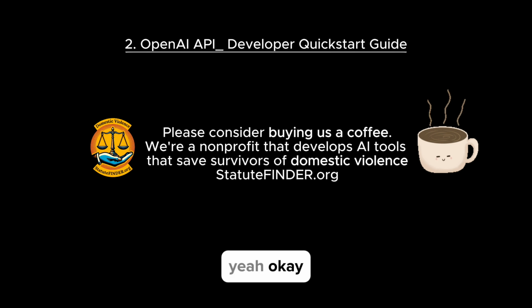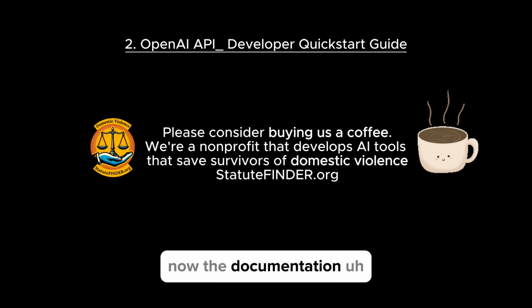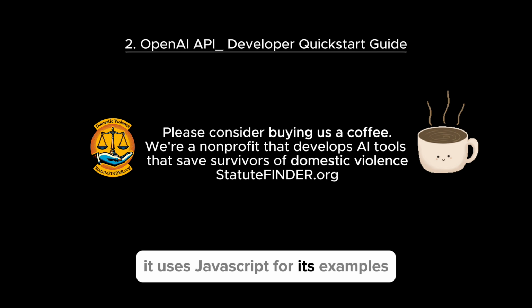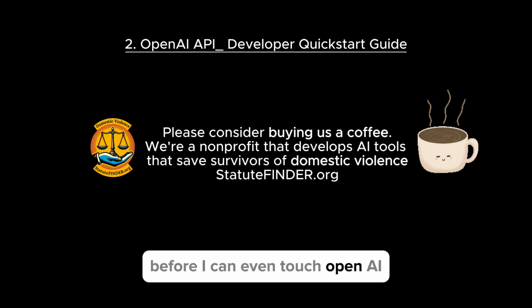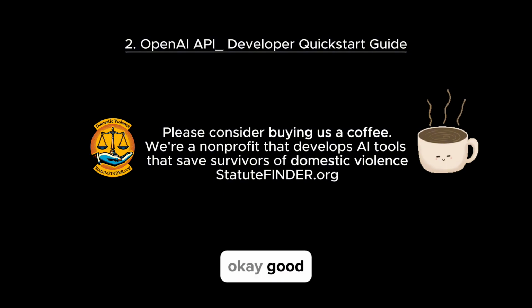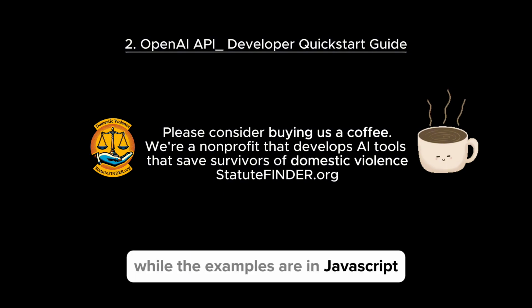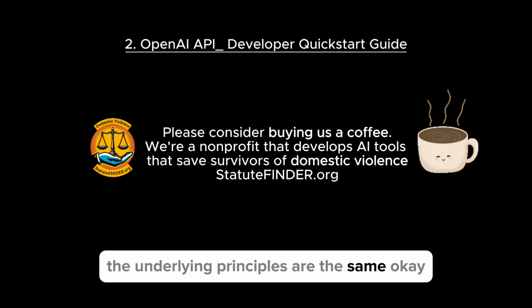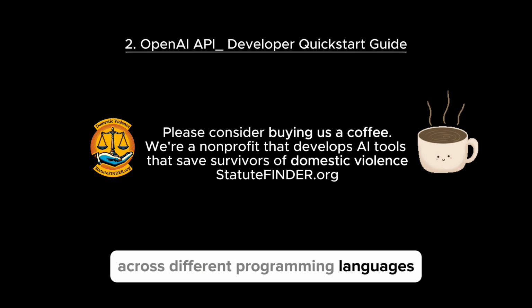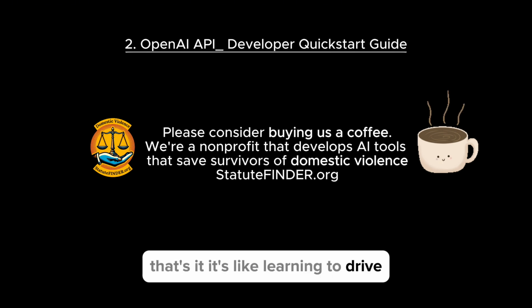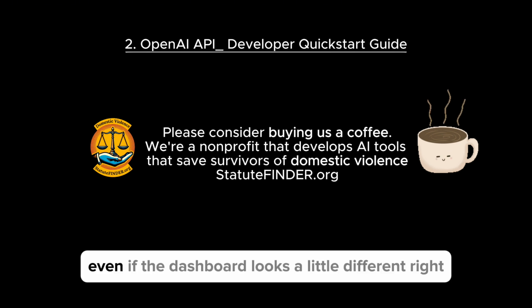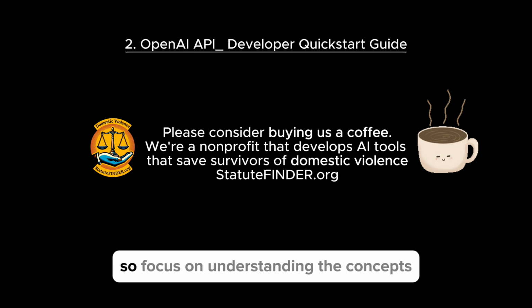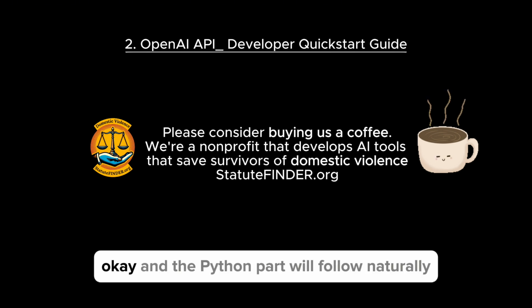I like it. Now, the documentation uses JavaScript for its examples. Does that mean I need to learn JavaScript before I can even touch OpenAI with Python? Not at all. While the examples are in JavaScript, the underlying principles are the same across different programming languages. It's like learning to drive. Once you know the rules of the road, you can drive any car, even if the dashboard looks a little different. So focus on understanding the concepts, and the Python part will follow naturally. That makes a lot of sense.